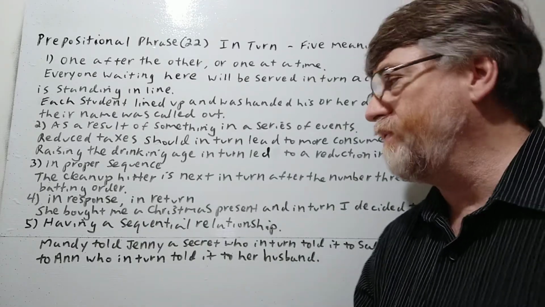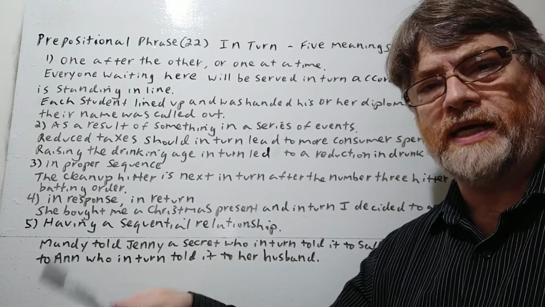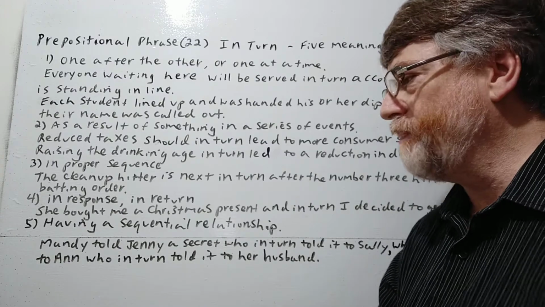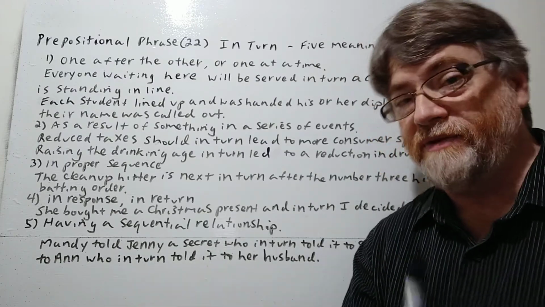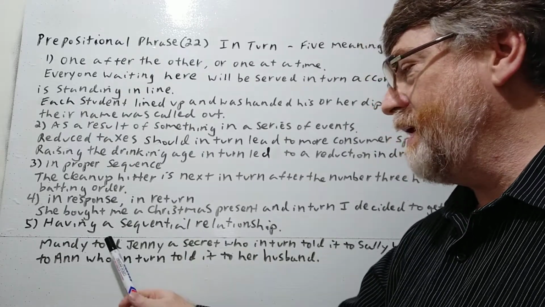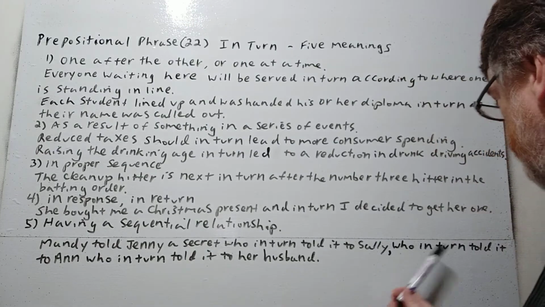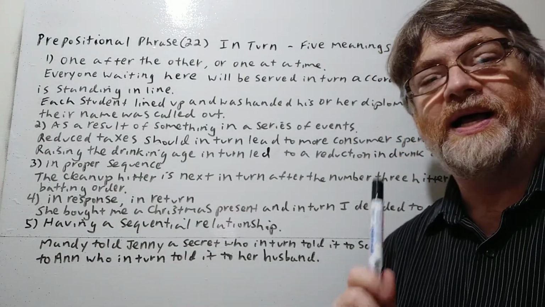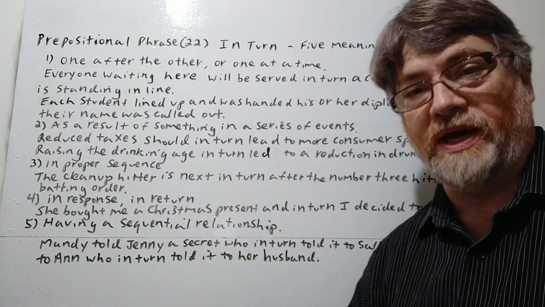Good. And number 5 here: having a sequential relationship. So one is connected to another, which is connected to another, which is connected to another in that way. So we give this example. Mandy told Jenny a secret, even though she's not supposed to tell anybody, who in turn told it to Sally, who in turn told it to Anne, who in turn told it to her husband. So you have a sequential order here, one following after the other.